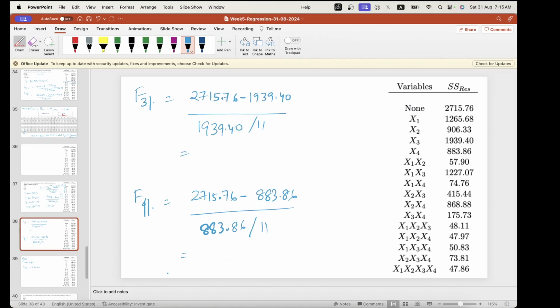Here 2715.76 minus 1939.40 into 11 divided by 1939.40. So this would be 4.40. Okay.